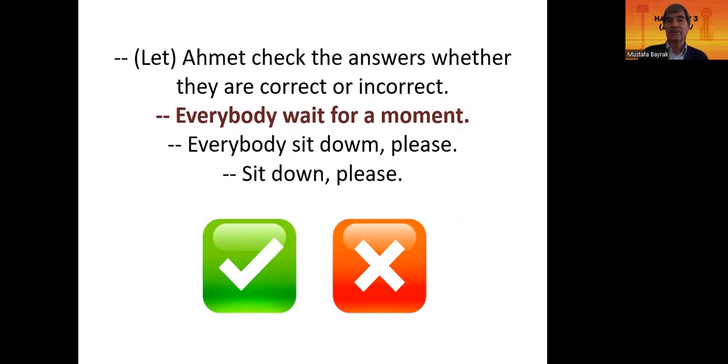Everybody wait for a moment. Okay, imperative. Everybody wait for a moment. Or all the people, all of you, wait for a moment. Everybody sit down, please. No S. Again, this is imperative. It means let everybody sit down, please, or just sit down, please.